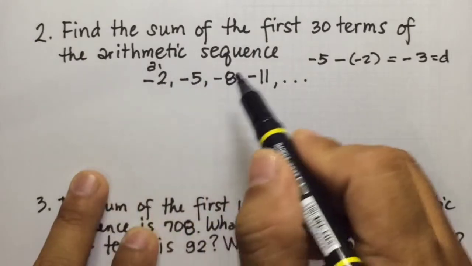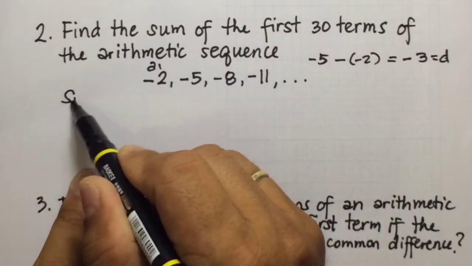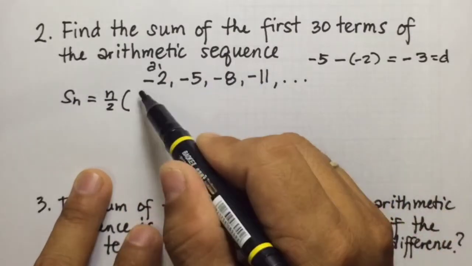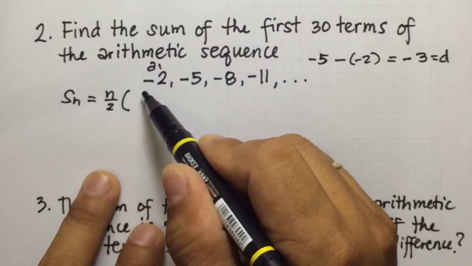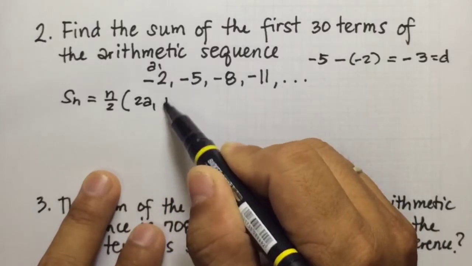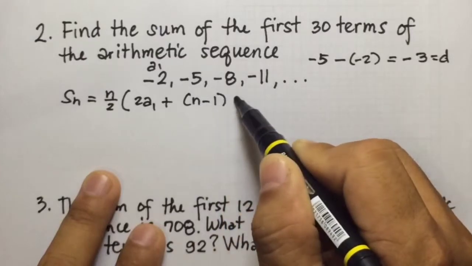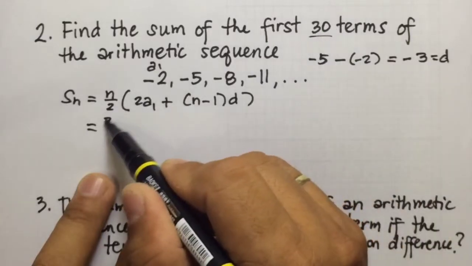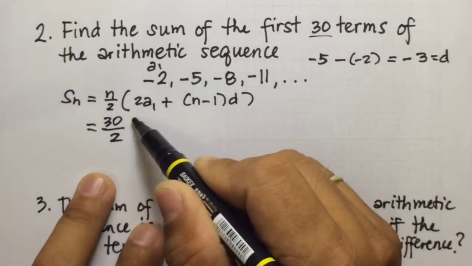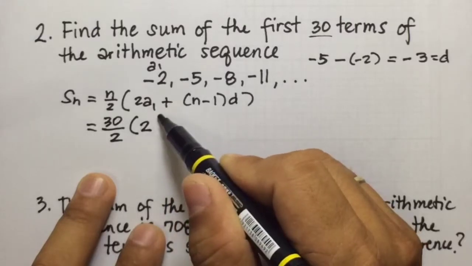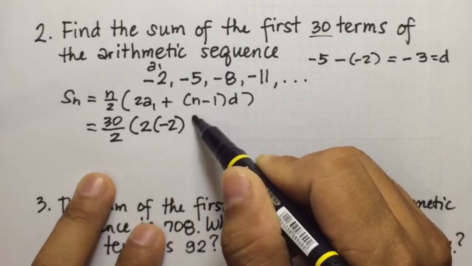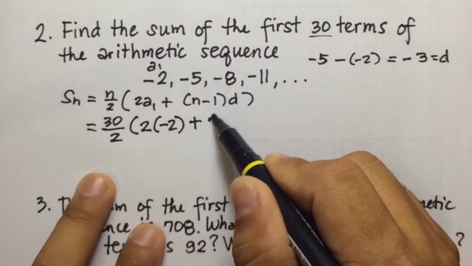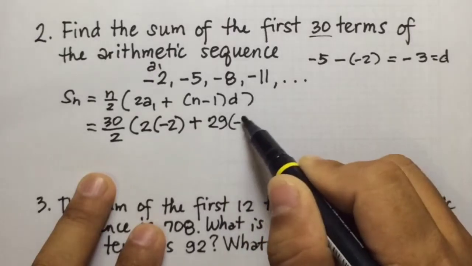Then, solving for the sum, we're going to have S sub n equals n over 2 times the quantity of 2a sub 1 plus the quantity of n minus 1 times d. So for 30 terms, we're going to have 30 divided by 2 times the quantity of 2 times negative 2, plus n is 30, so 30 minus 1, that is 29, times d, which is negative 3.